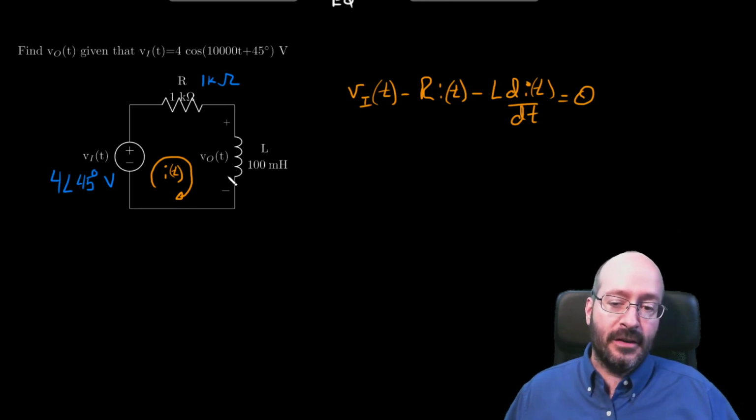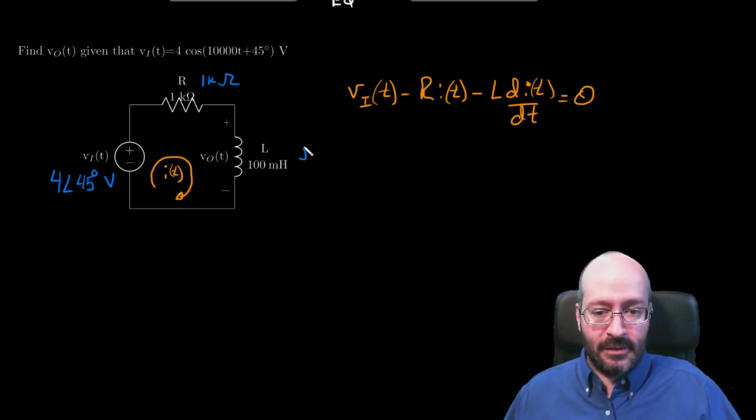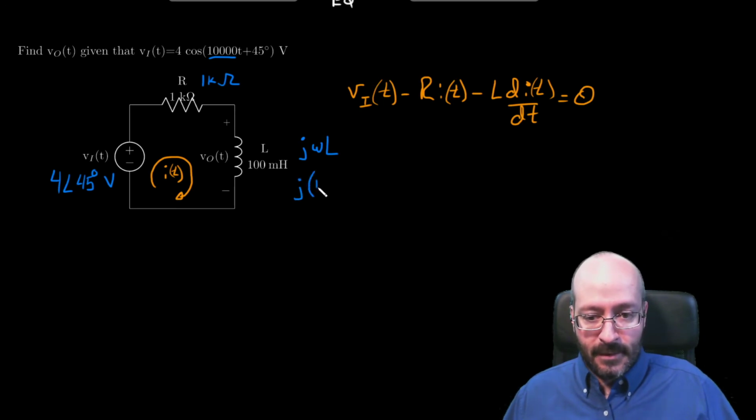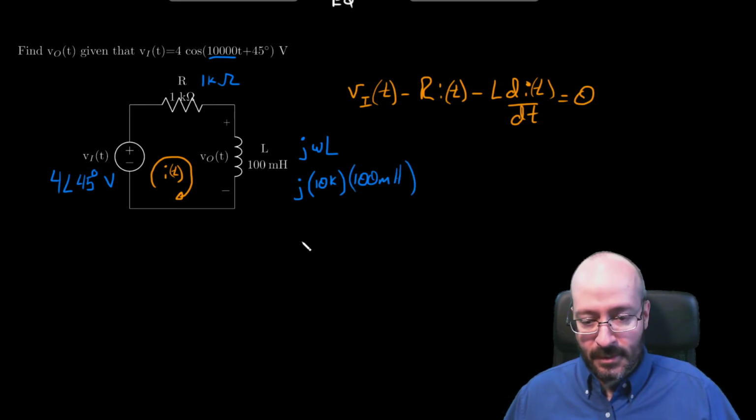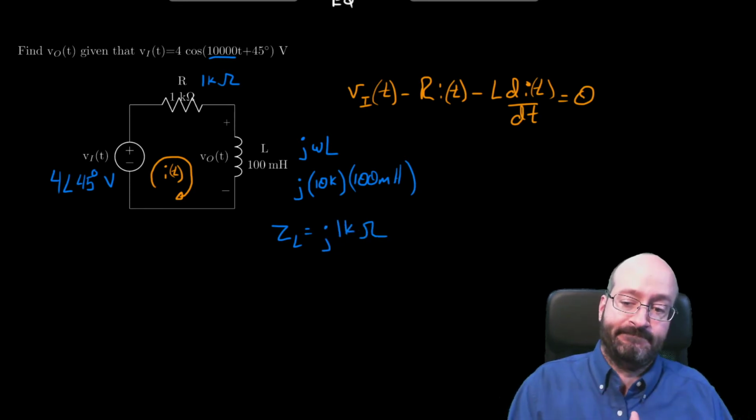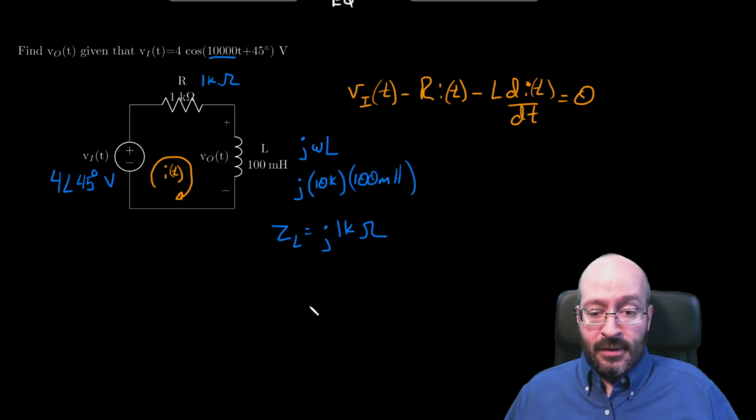For the inductor, we have to calculate the impedance. So look at the table from previous videos, and we have j omega L. So we need to know omega, and omega is right there. It's the coefficient of t. So this is going to be j 10,000, I'm just going to write 10k, times L. Well, what's L down here? It's 100 millihenries. Okay, so that's going to end up being Z_L equal to j 1k ohms. All right, so there's our impedance.